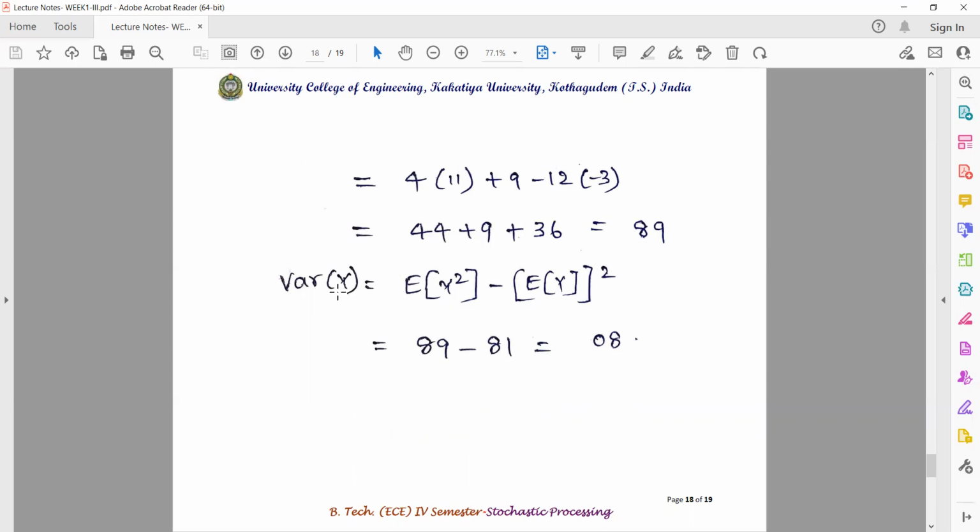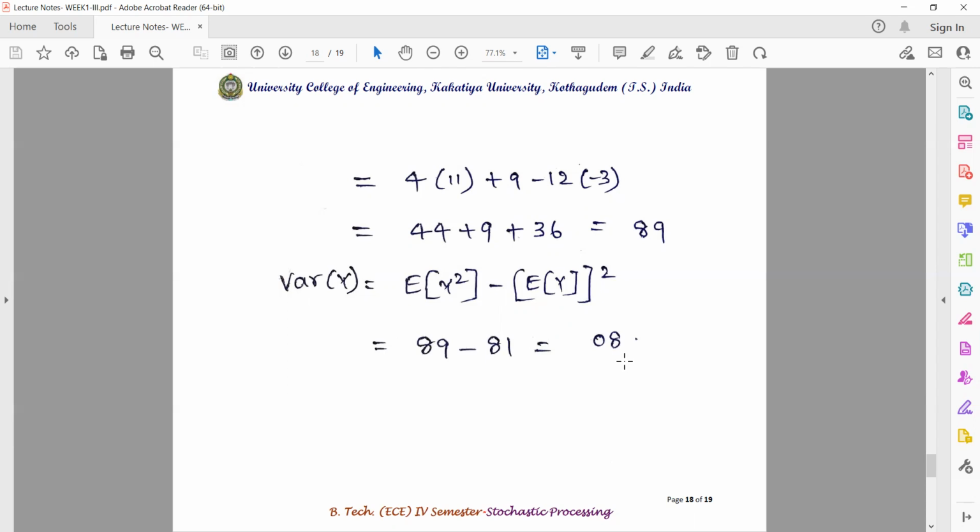Then the variance of y, sigma y square, is equal to m2 minus m1 whole square. M2 is the expectation of y square, M1 is the expectation of y. So the expectation of y square minus the expectation of y whole square. We just computed these values; substituting them, 89 minus 81 is equal to 8.